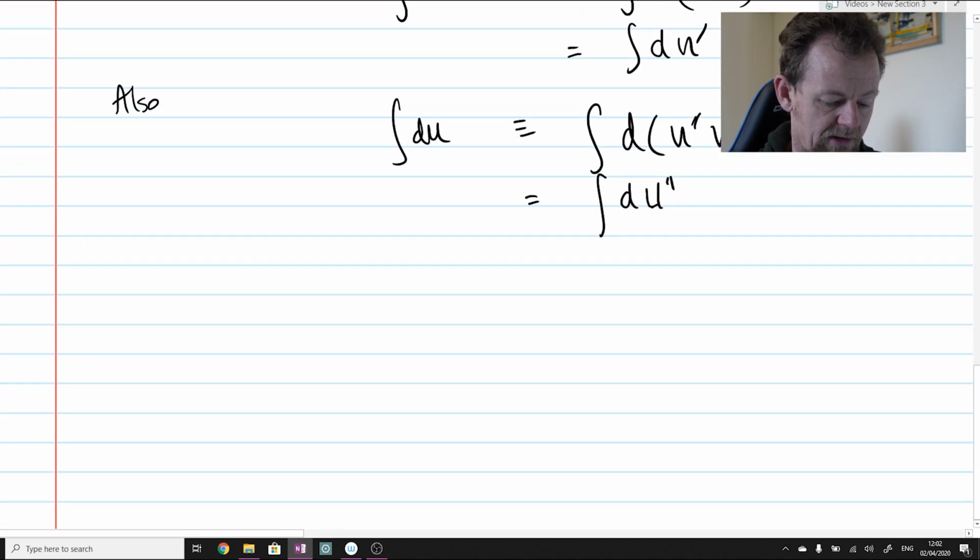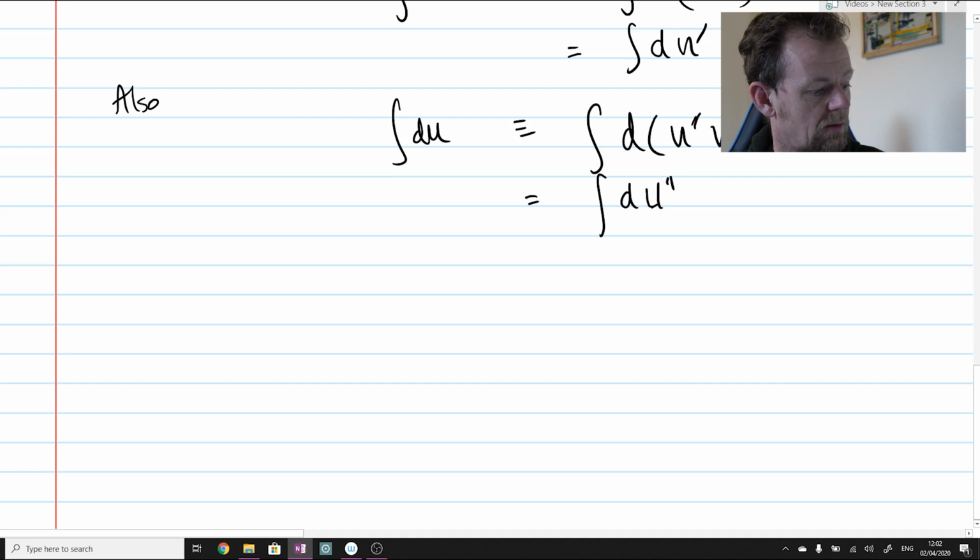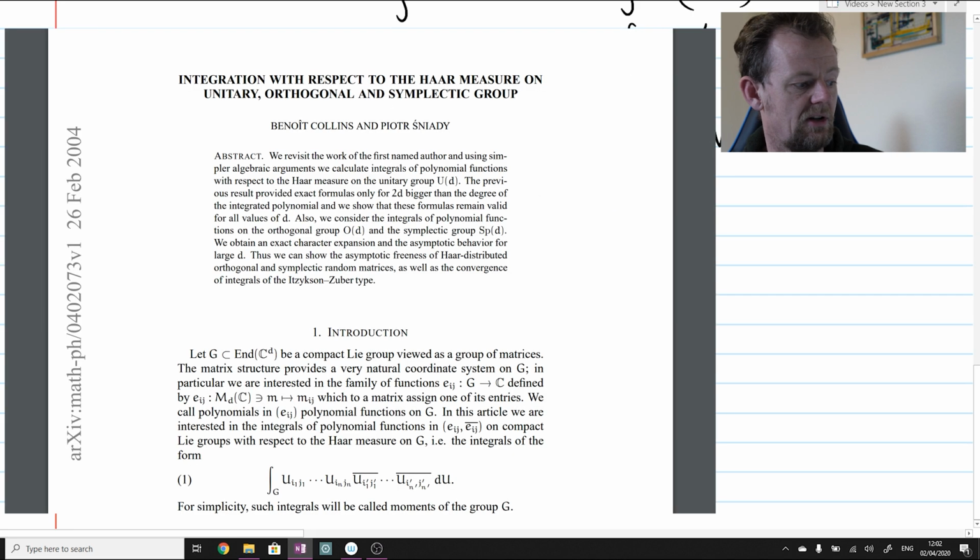Well, it's combinatorially somewhat involved to do these integrals in general. There is in fact a very beautiful formalism to completely calculate an integral with respect to the Haar measure of the unitary group. You can find it in this fantastic paper of Collins and Śniady from 2004. Here they have a completely general expression for how to compute an integral with respect to Haar measure over the unitary group.